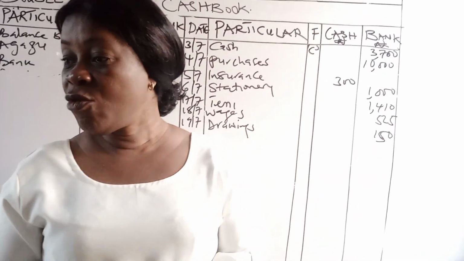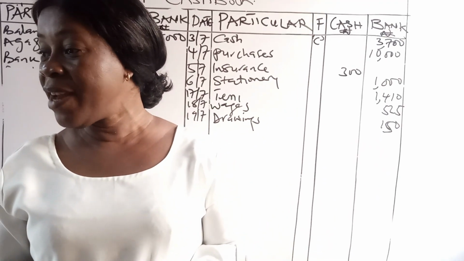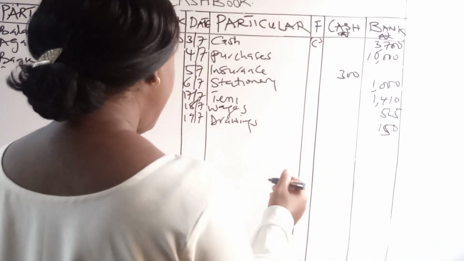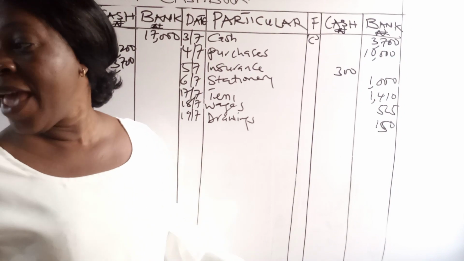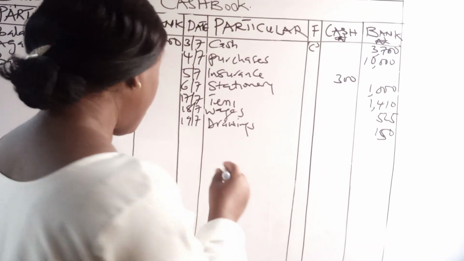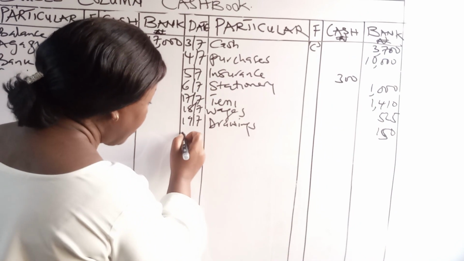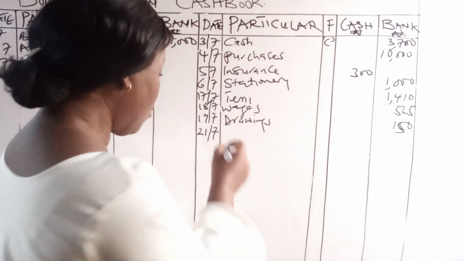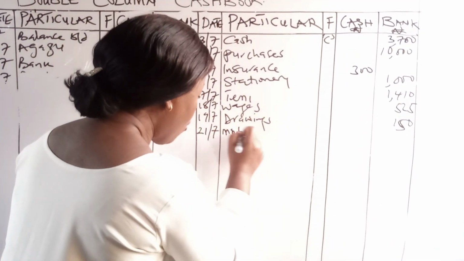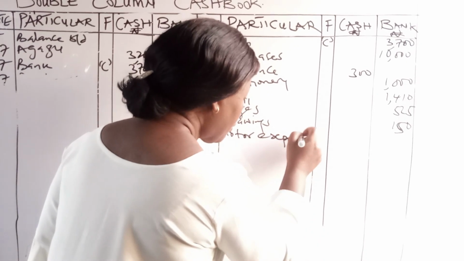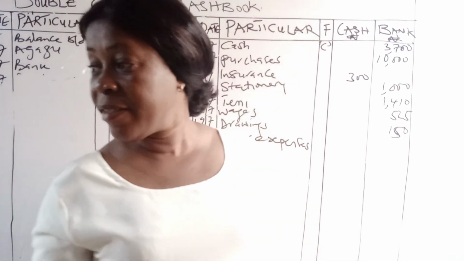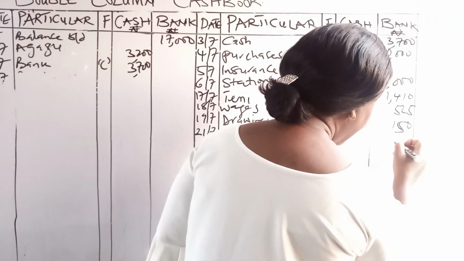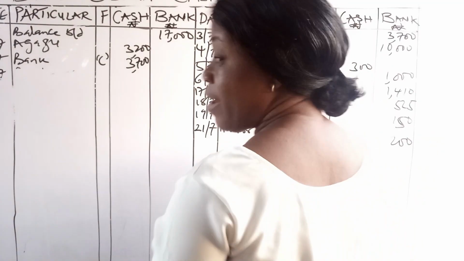Then July 21, paid motor expenses 200 naira by check. Also, the transaction led to a decrease in the money they have in the bank. So as a result of that, the transaction will be written on the credit side. Then particulars, what the money was used for: motor expenses, and the nature of the transaction was a bank transaction, so the amount will be written in the column for bank, 200 naira.